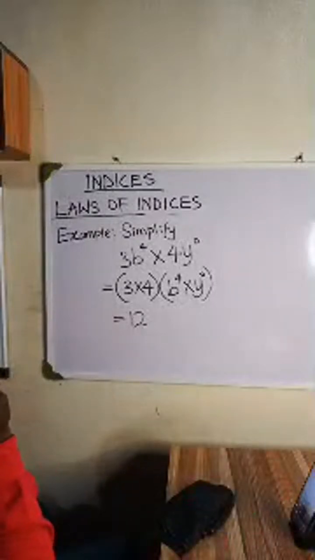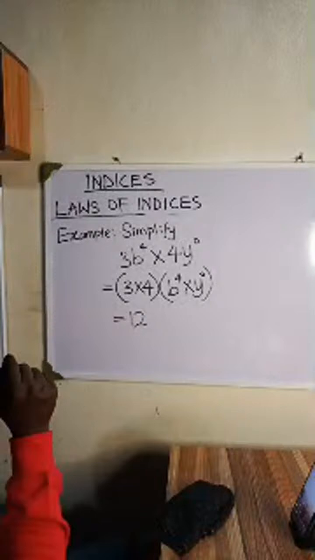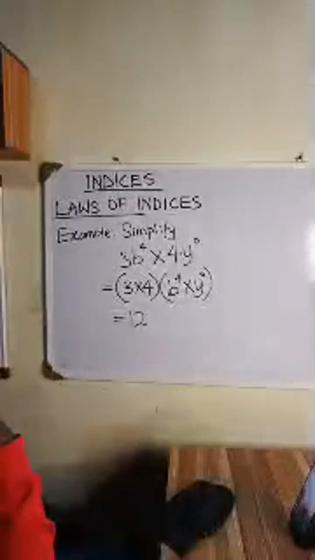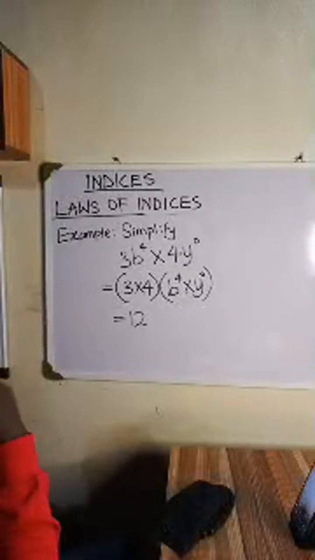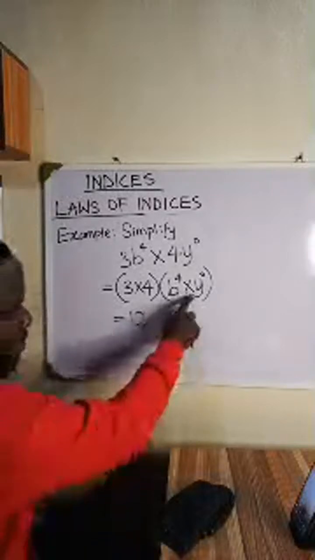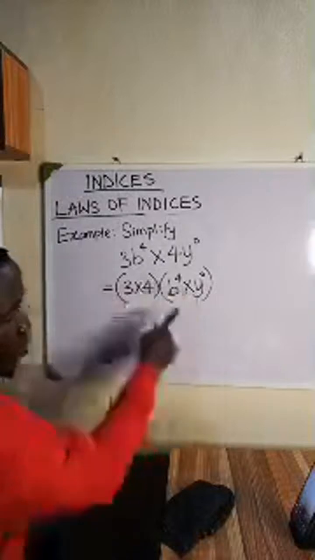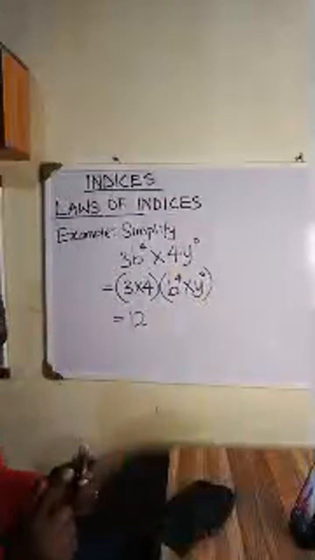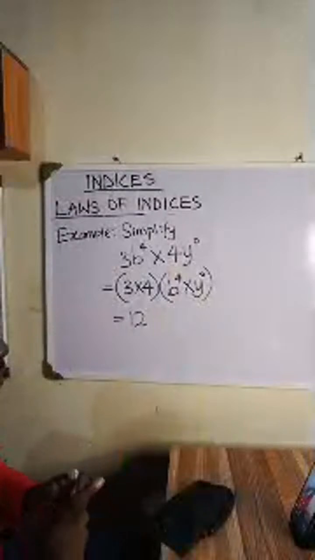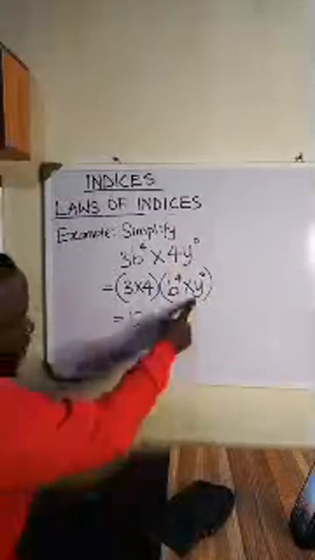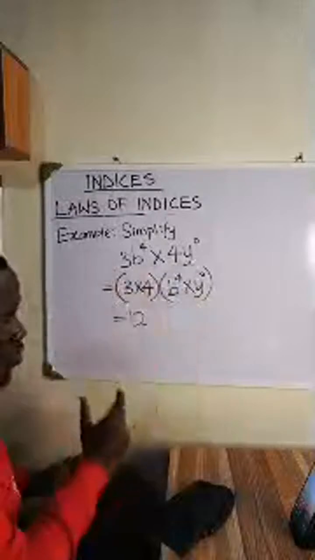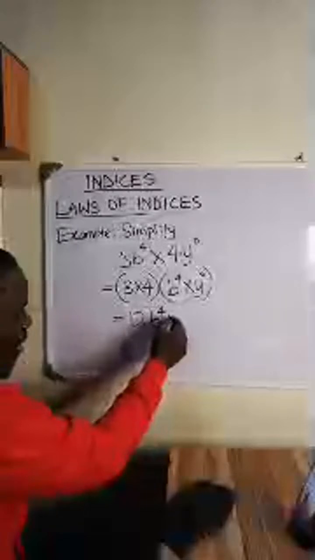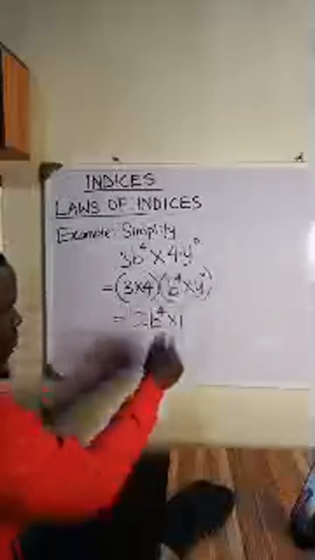Looking at this, you can see that the bases are not the same. Okay? So we cannot apply the addition rule. But if we observe here, we have y to the power of 0. And any number to the power of 0 is equal to 1. That means y to the power of 0 is the same thing as 1. So we can have b to the power of 4 times 1, because this is 1.